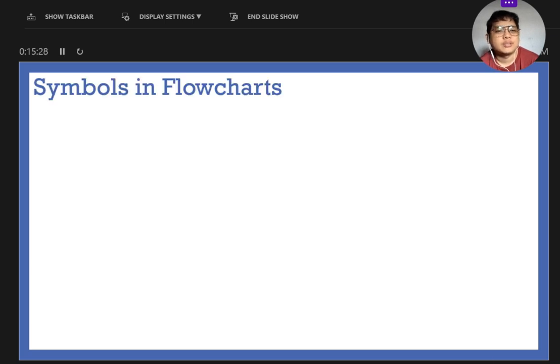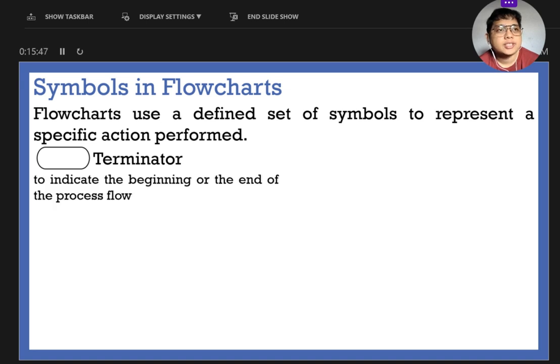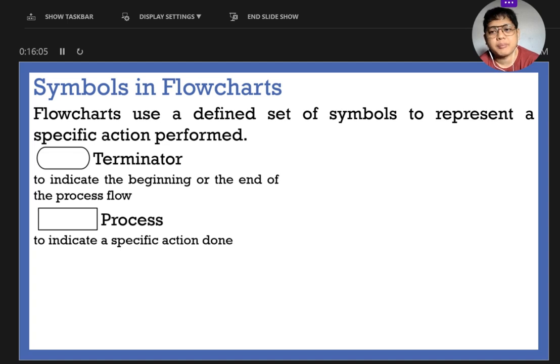Symbols in a flowchart. In computer programming, flowcharts use a defined set of symbols to represent a specific action performed. One of the symbols here is called a terminator. A terminator indicates the beginning or the end of the process flow. Next we have this one, which is called the process. This indicates a specific action done.